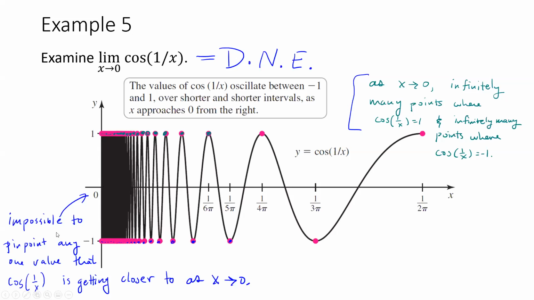Is it like that only for cosine? I mean, if I had sine of 1 over x, it would be the same story. Sine and cosine have this same behavior. They're always bouncing back and forth between 1 and -1. So yeah, I guess it is particular to the fact that it's a cosine function. It has this very specific kind of behavior.